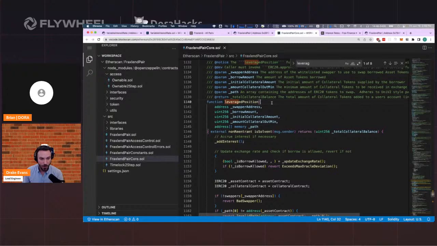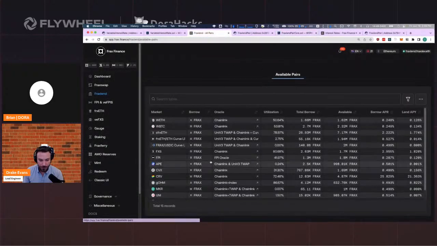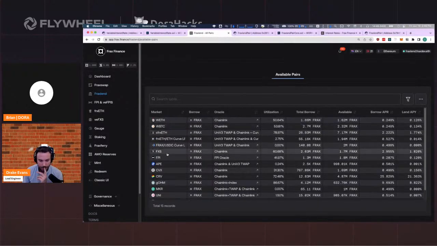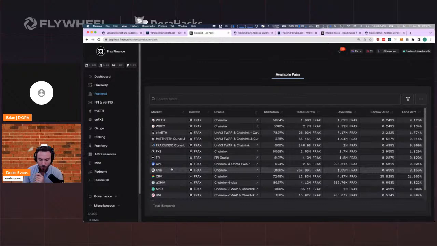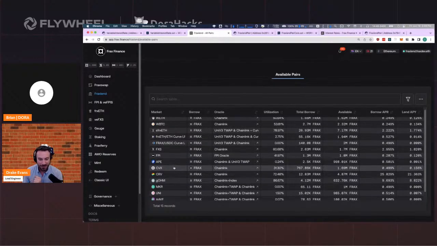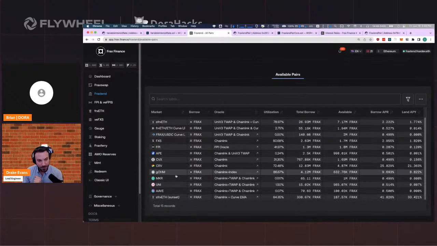Yeah, all new pairs will be V2. We have a few V1 pairs that are actually pretty big. I would say the V1 pairs are the WETH, WBTC, FXS, CVX and CRV markets. Those are all V1 pairs, and I think we will probably migrate them over to V2. There's not a big timeline, and of course it's always difficult to get people to migrate. But there are a lot of advantages for the V2 pairs.